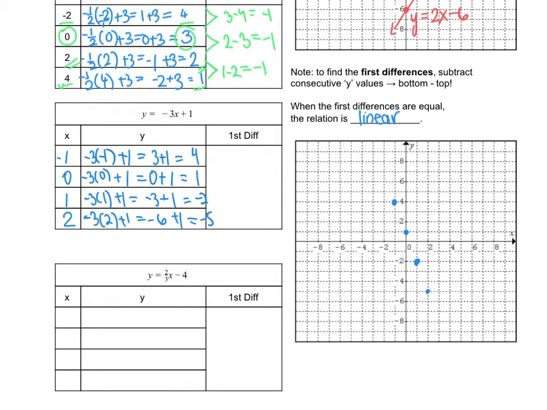Now, just a logic check. I wanted my y-intercept to be 1, and it is. I wanted the line to go down because the slope was negative, and it is. So this is a good sign. And then I'll just label my graph. And then again, why don't you take a pause here and finish those first differences, see if they match. They should, but really be careful with the signs so that you don't make a silly mistake.